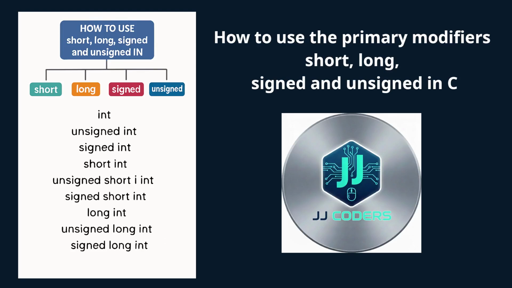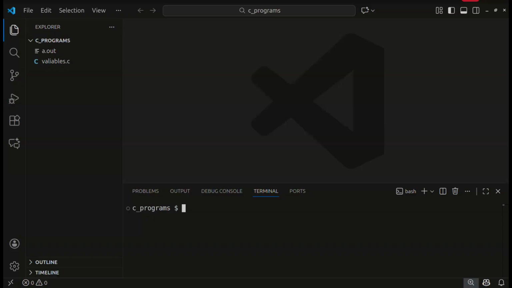Hi coders, in our previous video we saw basic data types in C and how to use them. In this video, let's see the limitation of the integer variable and how to overcome its limitation with data type modifiers. Welcome to JJ Coders. We will see this concept with an example program.